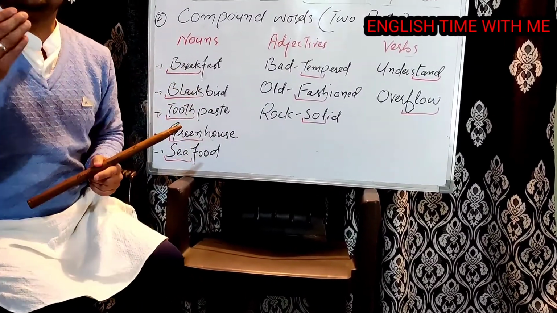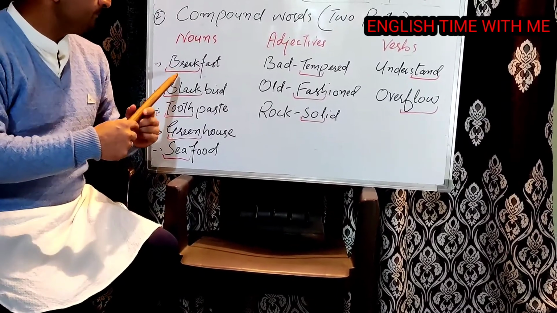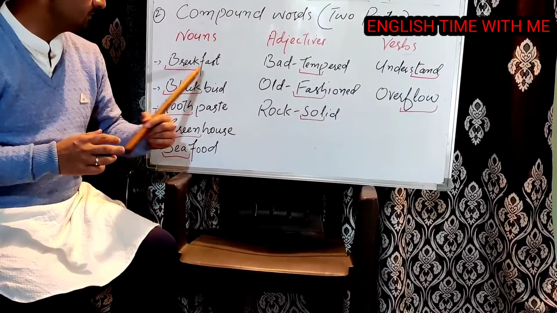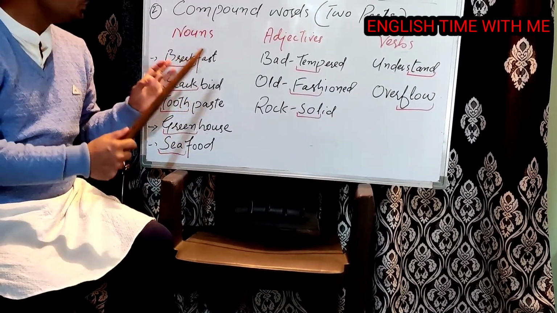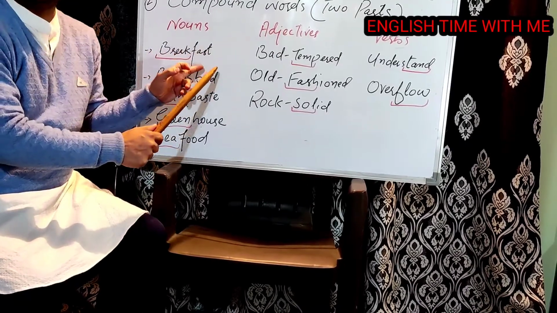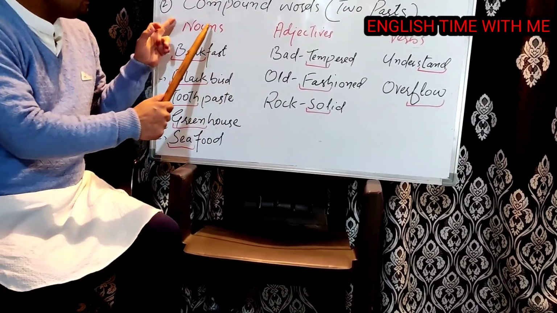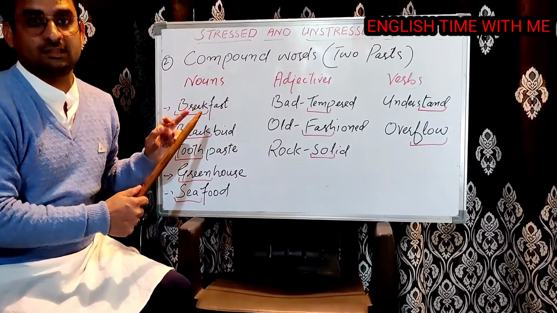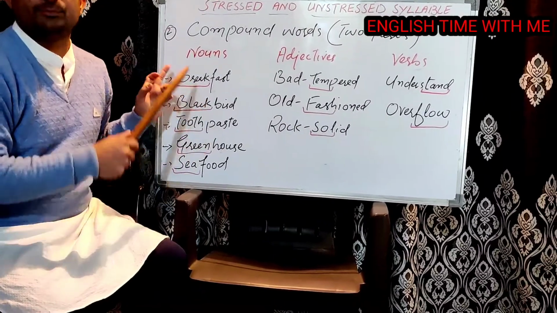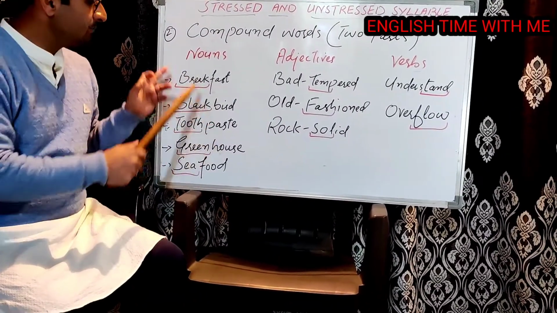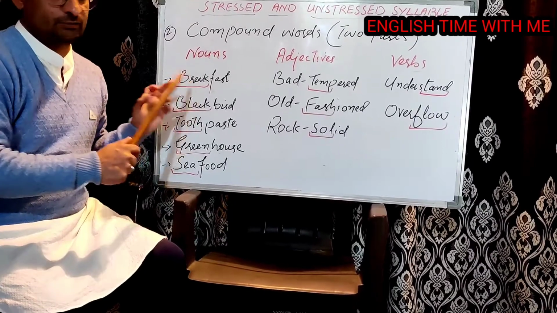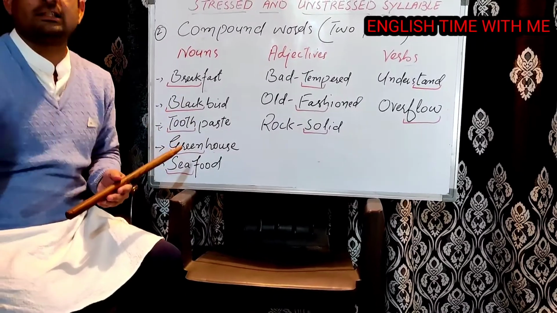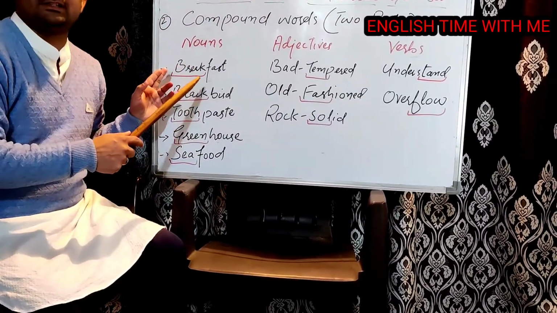In case of compound nouns, suppose we have breakfast. Okay, here we have a compound word. There are two parts, break and fast. In case of compound nouns, the first part, the first syllable, has to be the stressed syllable. BREAKfast. First part will be stressed. Usually we pronounce it very wrongly. That is wrong. It is BREAKfast.